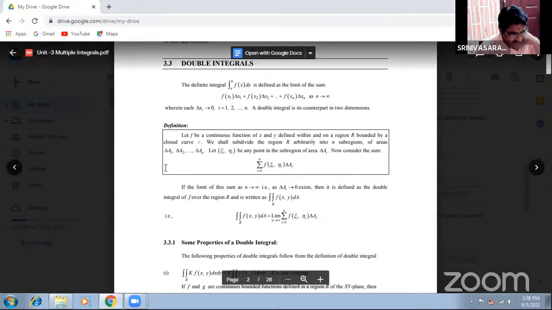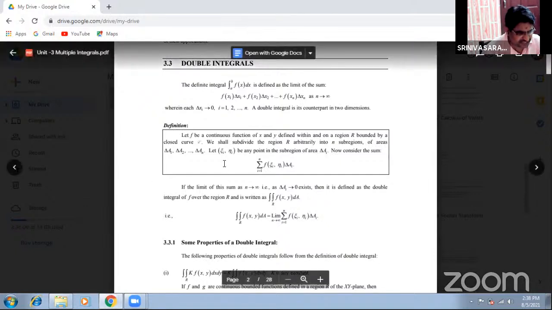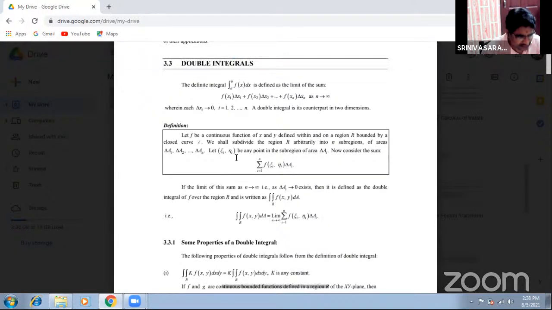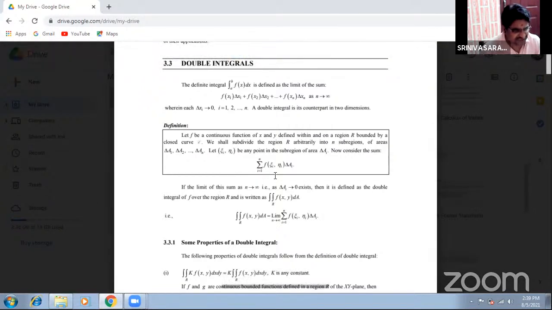Now that is delta A1, delta A2, up to delta An. Now let zeta i and eta i be any point in the subregion of area delta Ai. Zeta i and eta i is one such point in each subregion. Now consider the summation: sum of f of zeta i and eta i times delta Ai.